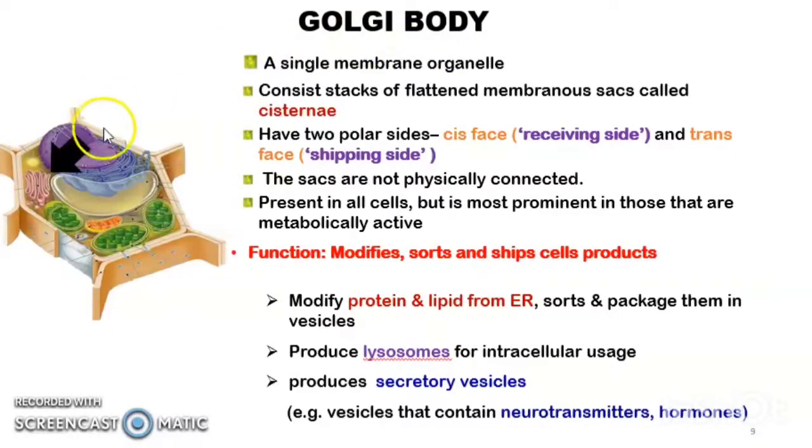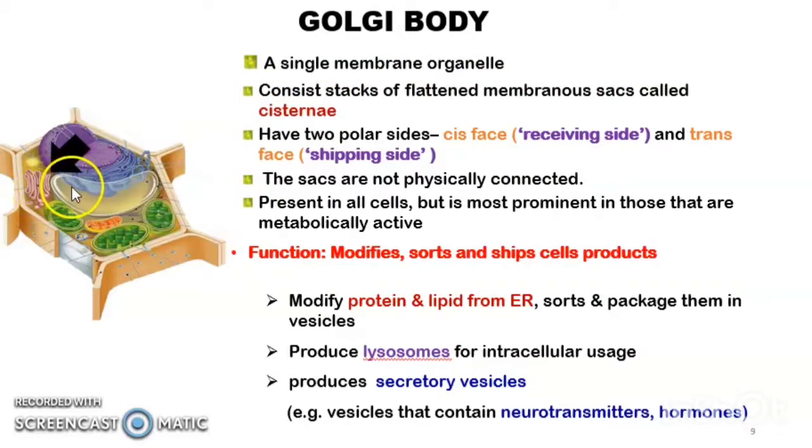Okay, so Golgi body, it is a single membrane organelle. So kalau kita nak bezakan dengan nucleus, nucleus has double membrane. But for Golgi body, it has a single membrane. And then it consists of flattened membranous sacs called cisternae. Actually for Golgi body also, it has a stack of flattened membranous sacs, macam dengan rough endoplasmic reticulum. So the flattened membranous sac we call cisternae.